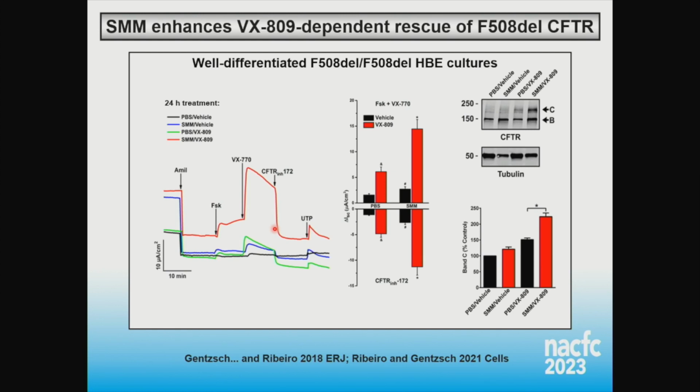So, in collaboration with Martina Gens, the first study that we published is shown here. We basically addressed the effect of the corrector VX809 in the presence and absence of SMM-exposed cultures. Suffice to say that it's very clear here, the effect of SMM was drastic. Basically, SMM upregulated the rescuing of 508del by VX809. This can be seen if we add forskolin and VX770 to allow maximal CFTR function, and also CFTR inhibitor 172. These functional alterations were also coupled with biochemical alterations. In the presence of inflammation, SMM, we were able to see a much higher level of band C, or the mature CFTR.